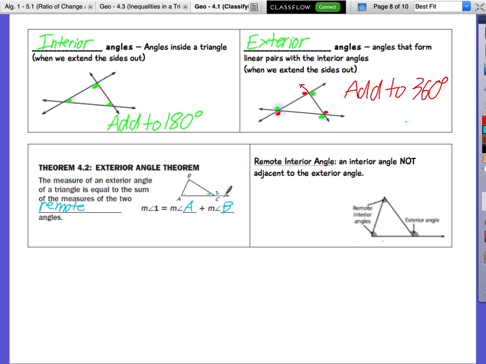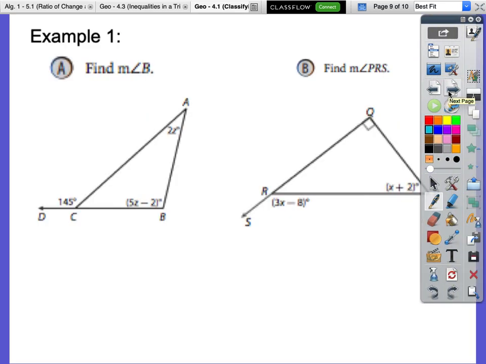So remote interior angles, as it says right here, is an interior angle not adjacent or not next to the exterior angle. So the exterior angle here, these two are the remote interior, just like we have here with A and B. And we're saying the sum of those remote interior angles is equal to that exterior angle. We're going to use this real quick. It's right below this. Okay?